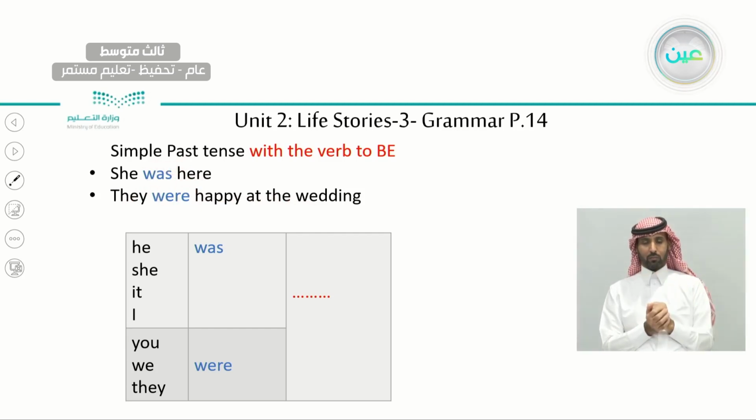But here we don't say is and are. We use was and were. Like he was, she was, it was, I was. With you, we and they, we use were. Okay? This is when we have the verb to be, not a main verb. Okay?